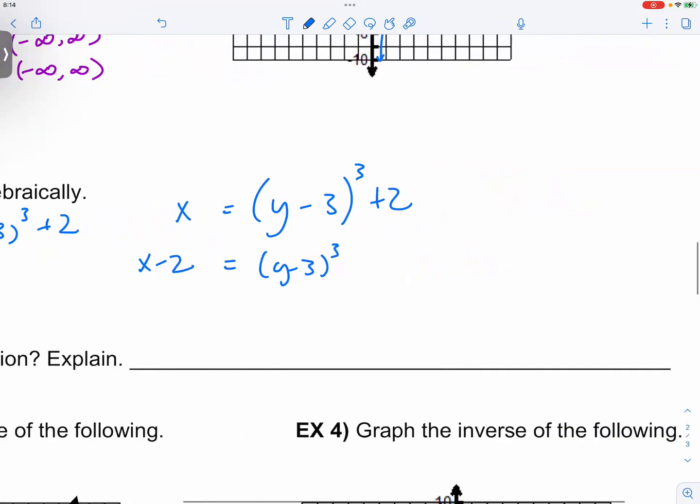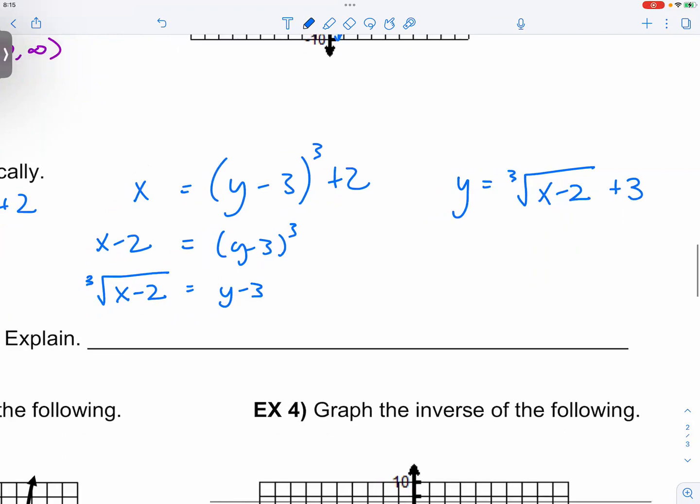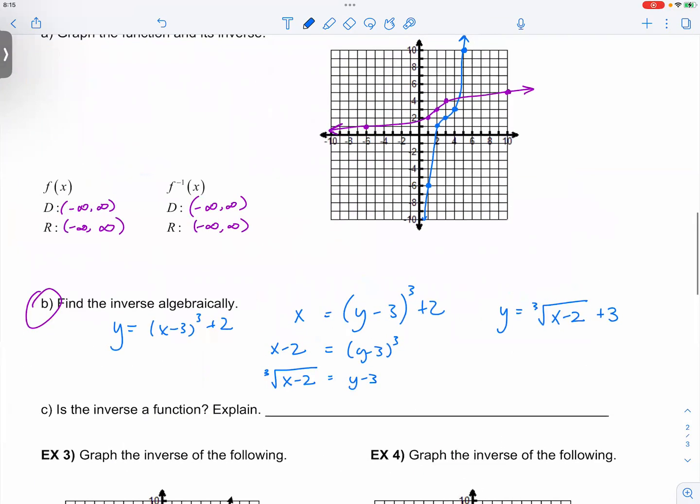To get rid of the cube, you will cube root it. And make sure you cube root the entire side. So the entire x minus 2 would be put into the cube root. And then y is equal to cube root of x minus 2 plus 3. So that's the inverse. If you look at the graph, that's the purple graph that we had drawn already. So that's the purple graph right here.